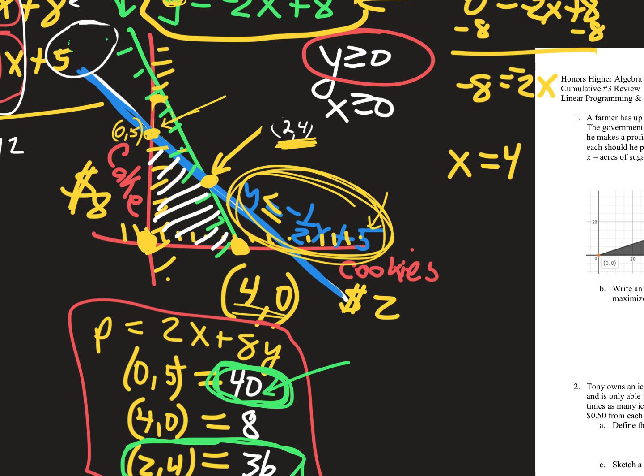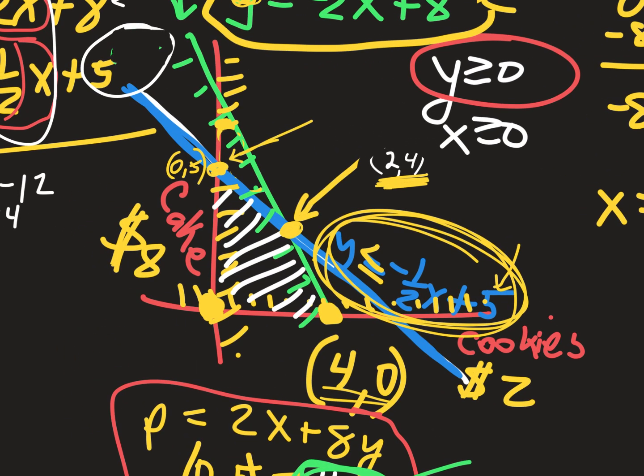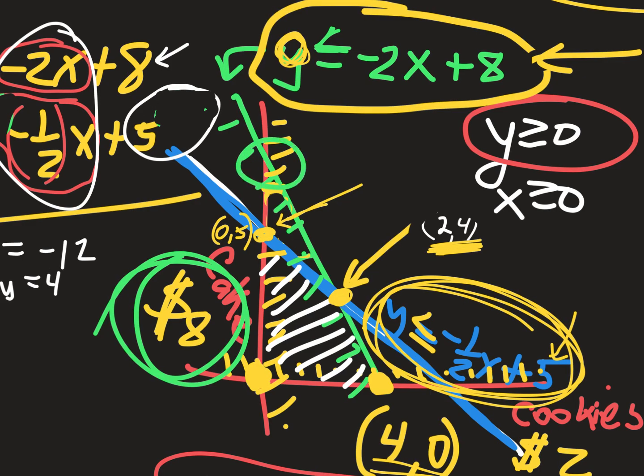Oh, here's another really, really common mistake. I don't know if I mentioned it or not. But you know how we were looking for the most profit? Some kids logically were thinking, well, cake makes you the most money. So I want a lot of cake. And they go up to this point right here. And they go, that point makes even more profit.